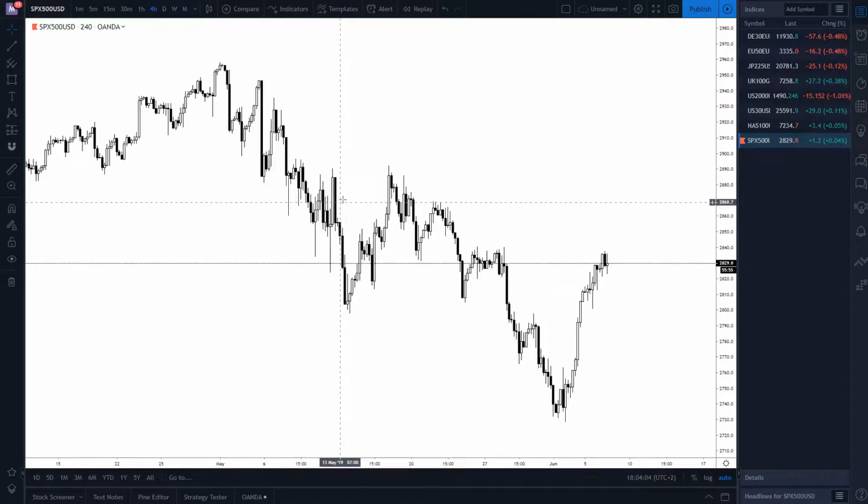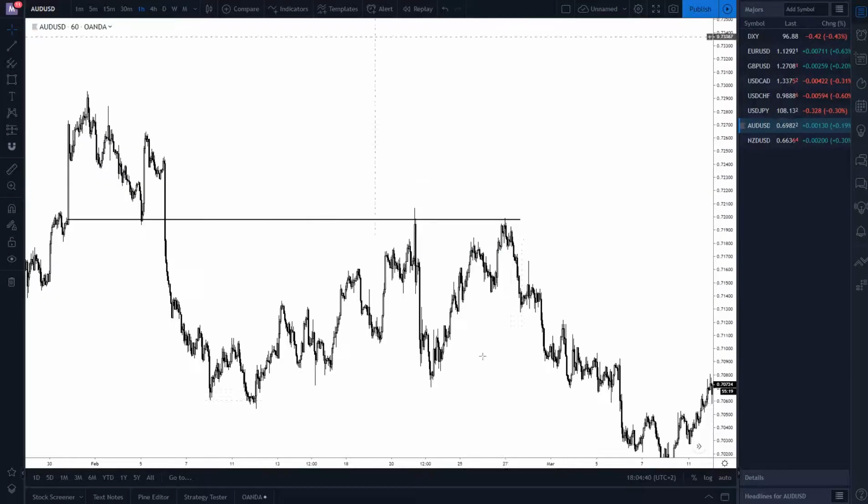Like I said, by now I showed you plenty of things, and what I don't want you to do is get stuck on one concept, okay? Even though this is one of my favorites, it doesn't mean I'm not looking for anything else. So try to find as many factors of confluence as you can.